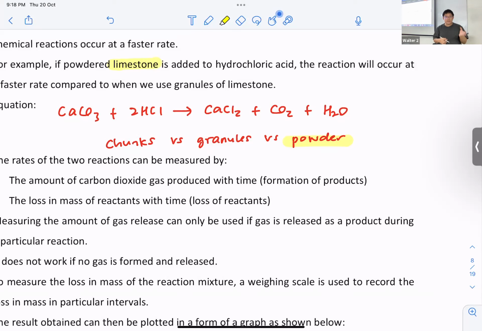Meaning to say, for example, if you use chunks, you will see lesser bubbles appearing compared to maybe you use powder. There's more bubbles appearing in a shorter period of time. So which one has a higher rate of reaction? The powdered form or the granules? Powdered form. Very good. Okay.